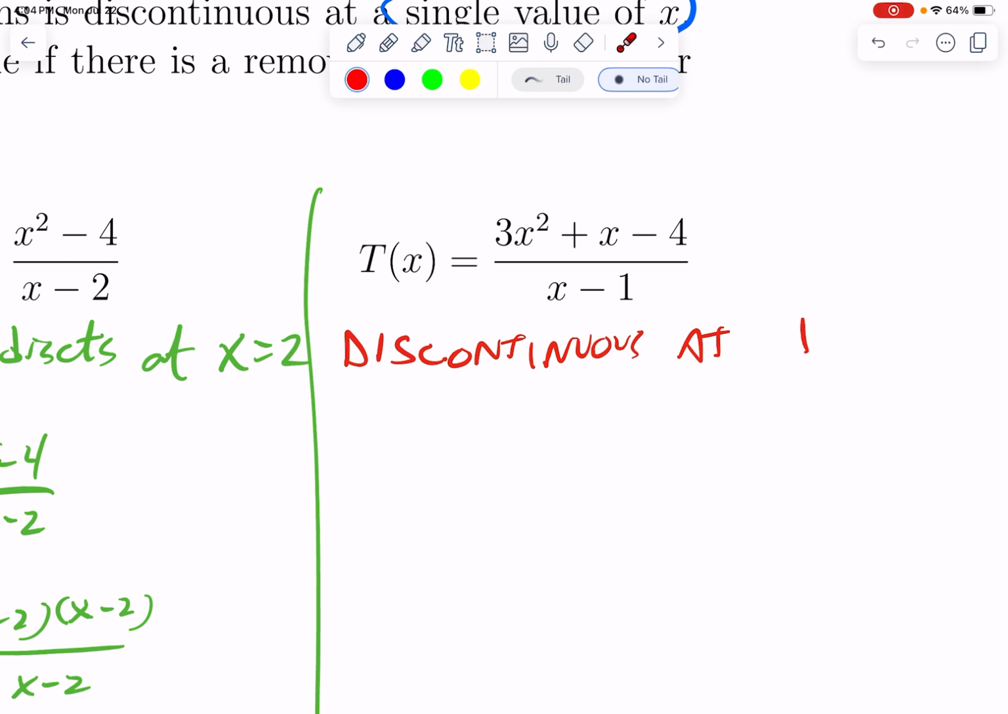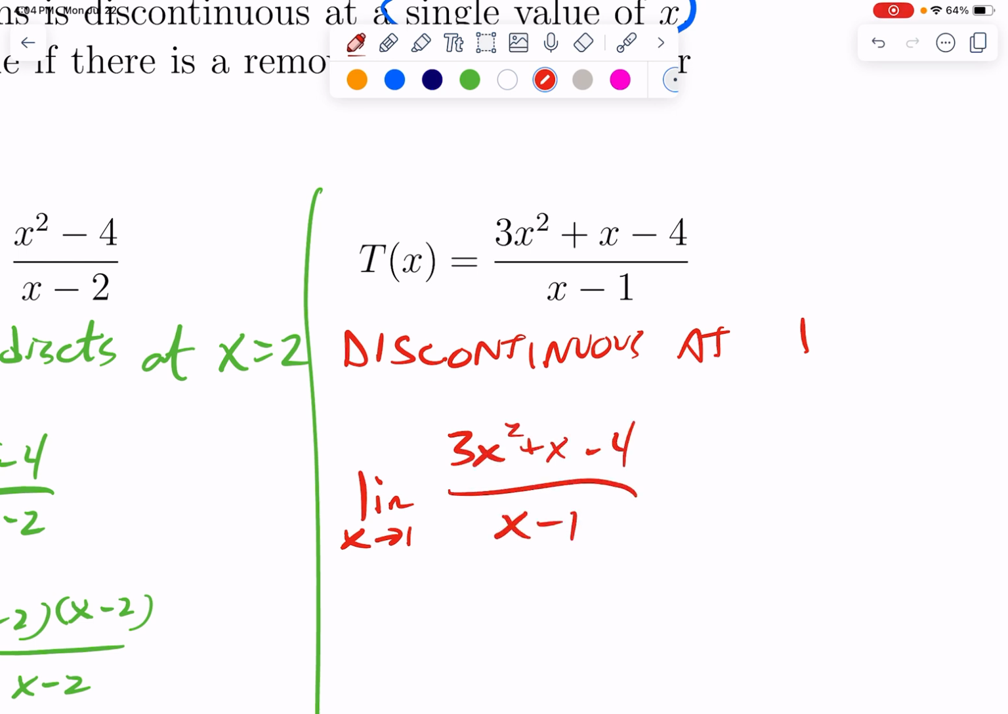This is another, right? If we plug this in, limit as x goes to 1, if I plug it into the top, I get 0. If I plug it into the bottom, I get 0. So I can probably do some algebra. And I'm probably going to cancel x minus 1.